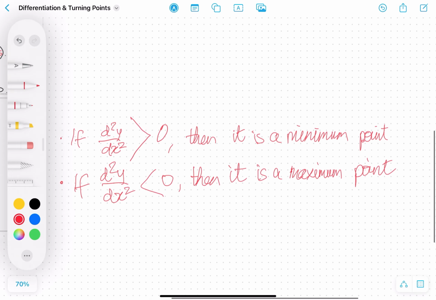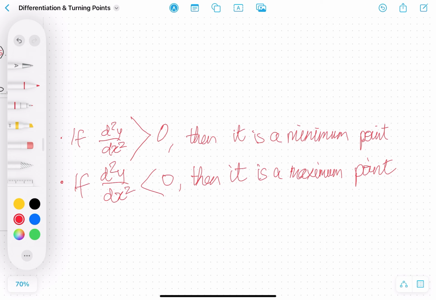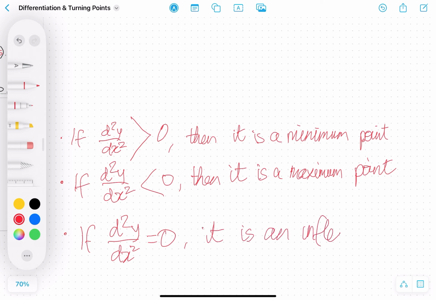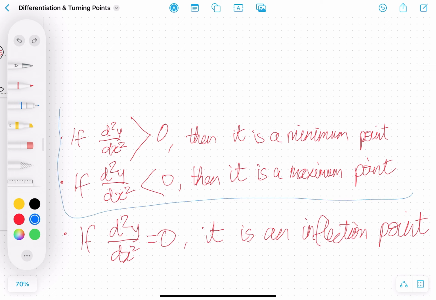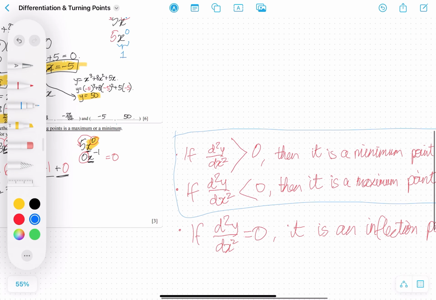So these are two rules you need to know for IGCSE. And there's also an interesting case where the second derivative is equal to 0, which you do not need to know for IGCSE. But it is quite interesting, and it's called an inflection point, which you don't necessarily need to know for IGCSE. But these are the two main ones that we'll be working with for the questions.